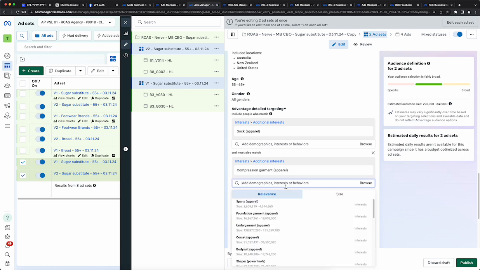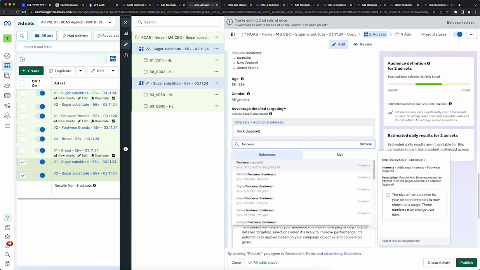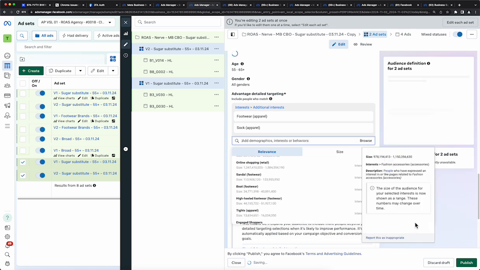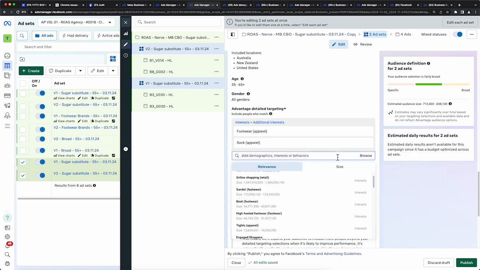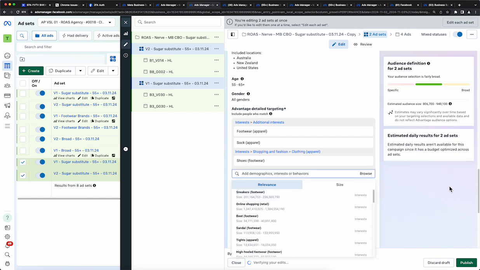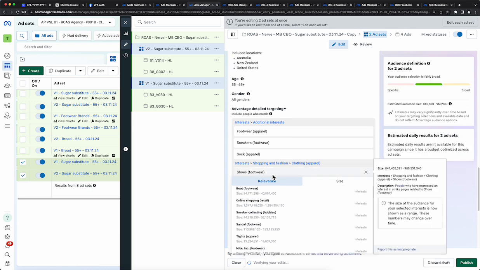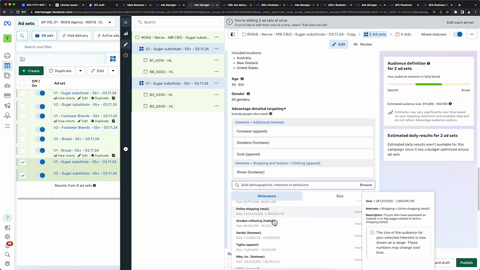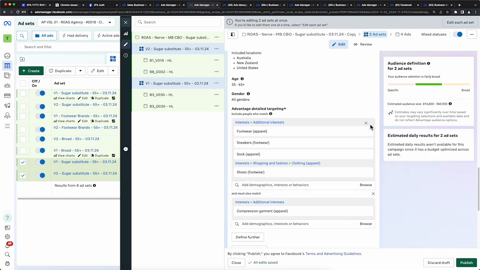It's not really where we want to be. Let's have a look if we were to look at footwear as well. Still quite small, right? Jeez. Hmm.